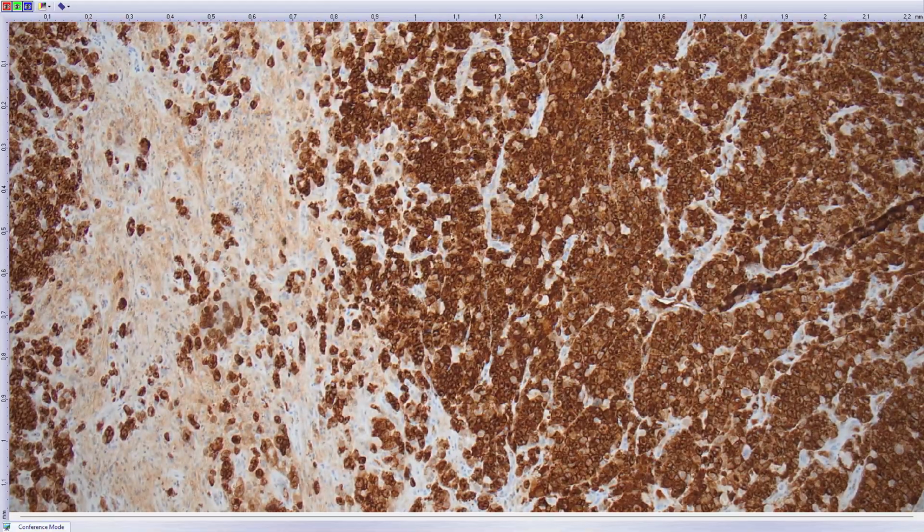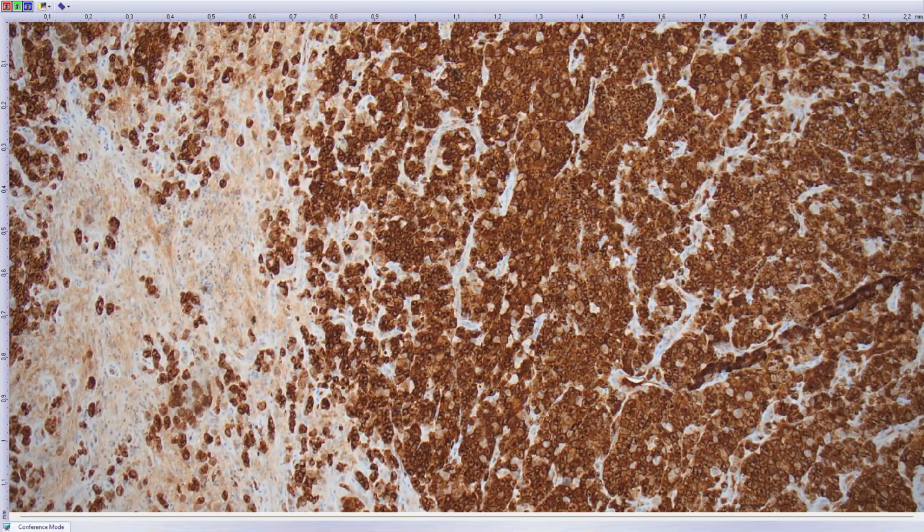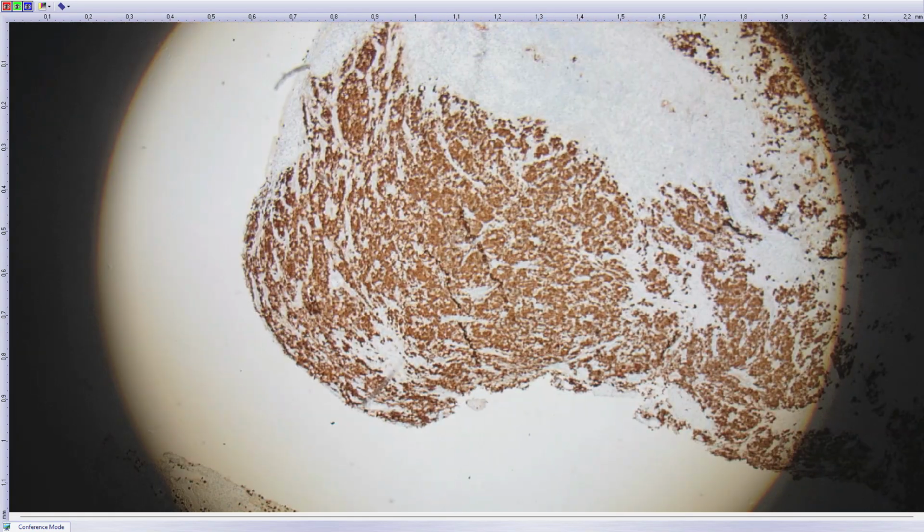to guide you. How is ALK? Yeah, the lesion was diffusely ALK-1 protein positive, this is ALK. So EMA, CD30, ALK positive will give you the diagnosis of anaplastic large cell lymphoma, ALK positive.